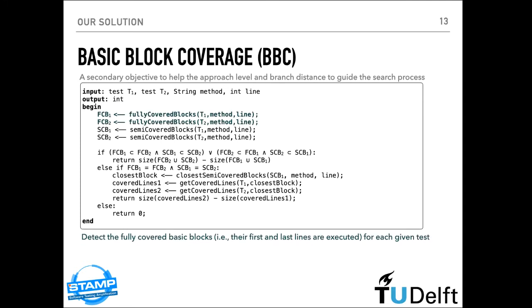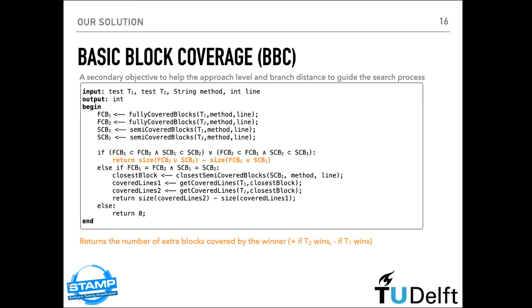First, for each of the given test cases, we identify the fully covered basic blocks between the last covered control-dependent node and the next uncovered control-dependent node or the target line. Fully covered means that the execution path covered both the first and the last statements in the basic block. Then, we identify the semi-covered basic blocks. Semi-covered blocks means that the execution path covered the first statement but not the last one in the basic block. Next, we check if both fully and semi-covered basic blocks of a test case is a subset of the other one's. If this is the case, we know that the test case with more covered blocks is the closer one, so we return a value that indicates the winner.